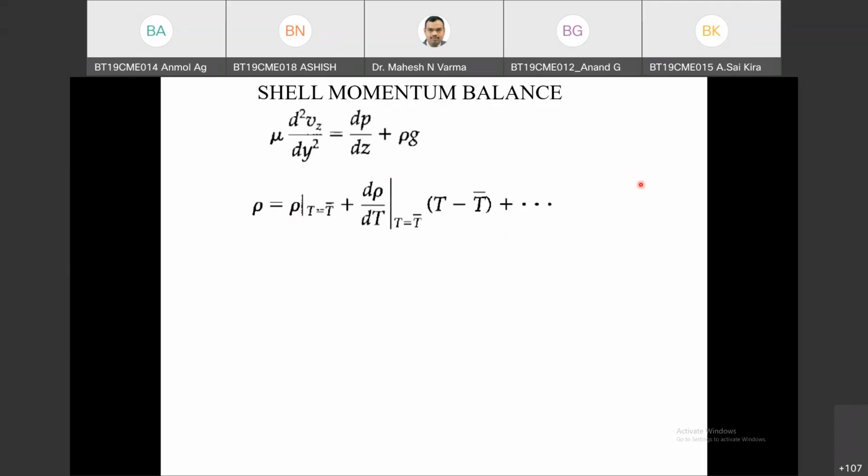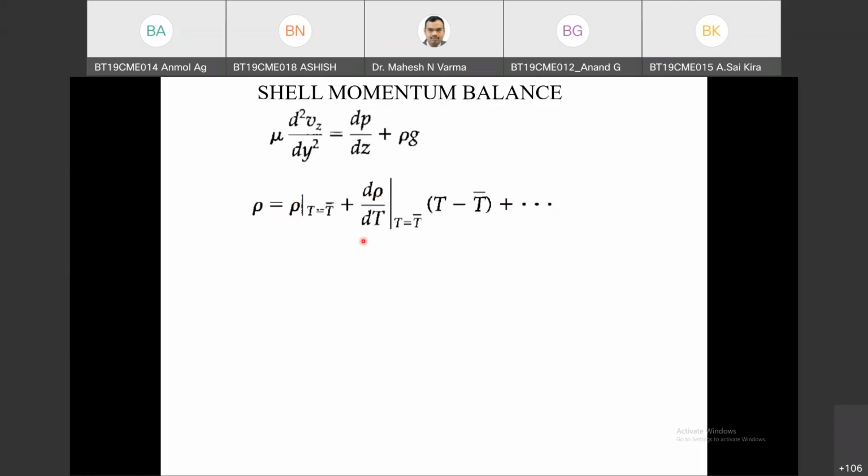Neglecting all higher order terms means keeping only T minus T bar. This is true for smaller values of T minus T bar. If T minus T bar is smaller, T minus T bar square will be even smaller, and T minus T bar cube will be even smaller still. Hence, all higher order terms can be neglected.